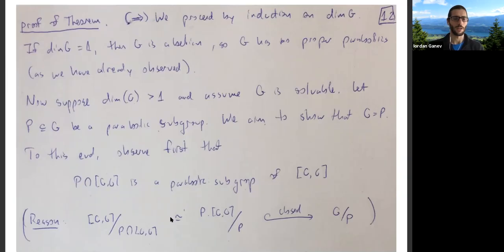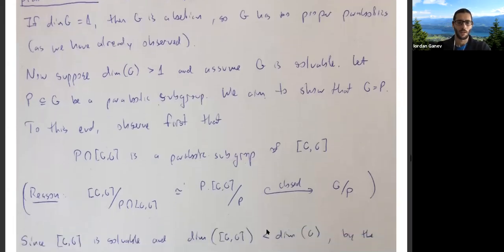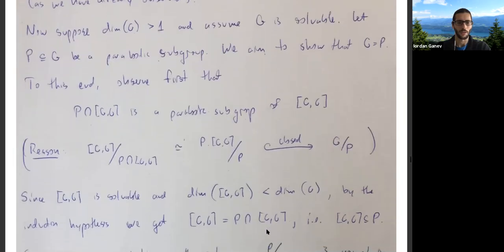Why is that? Because the quotient of the commutator by this intersection is isomorphic to the subgroup generated by P in the commutator, modded out by P, and that'll be closed inside of G mod P, because this subgroup will be a closed subgroup. Okay, so we get a parabolic subgroup of the commutator. What do we know about the commutator? Since G was solvable, its commutator must also be solvable, because it's the first thing that appears in the series.